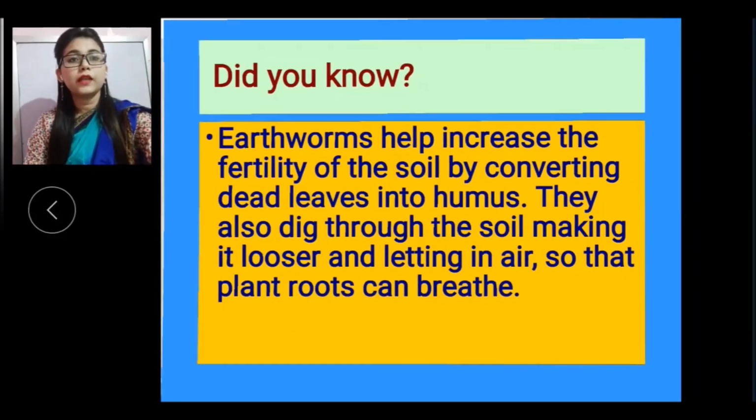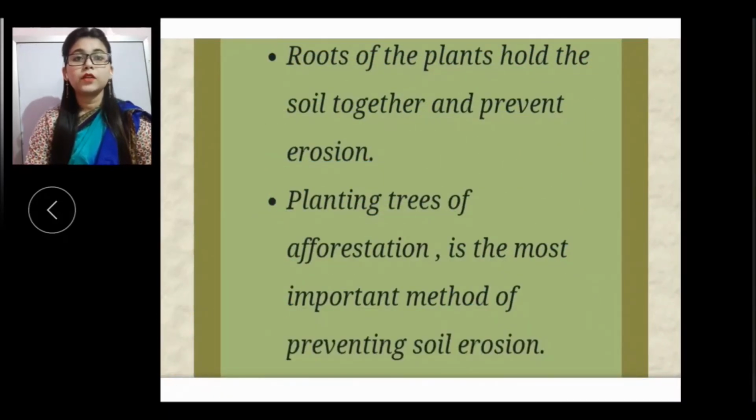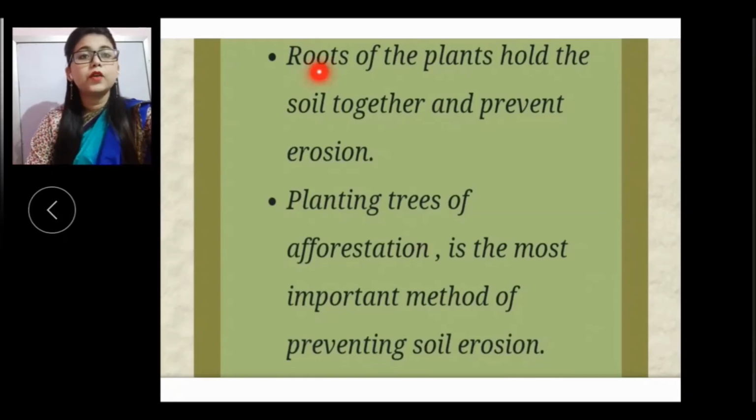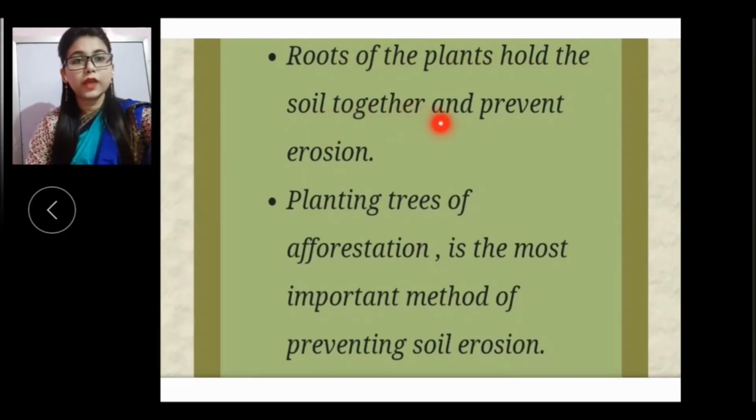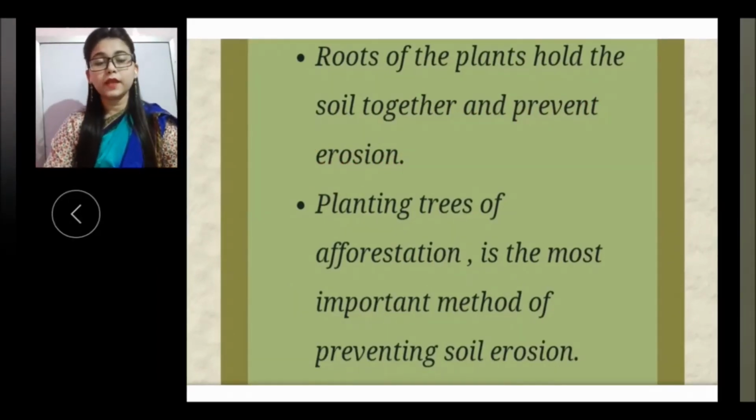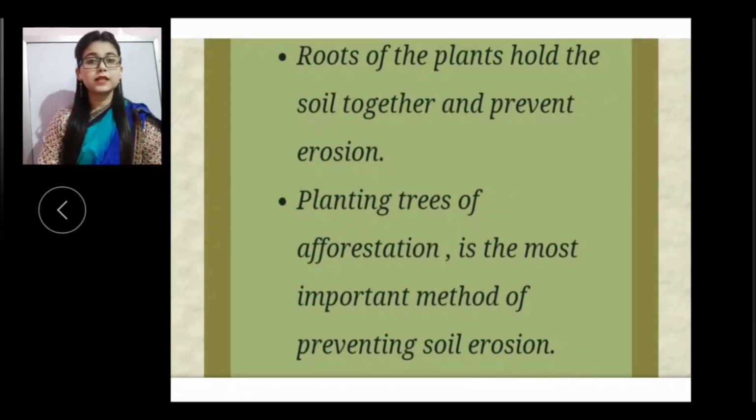Now let's move further and see the roots of plants. Just now we have discussed the same thing we are going to read here. Roots of plants hold the soil together and prevent soil erosion. So students, the same thing is written here. Roots of plants hold the soil together and prevent soil erosion. And what is the planting of trees called? That is afforestation. And it is the most important method of preventing soil erosion. Understood? Students, there are some more methods to prevent soil erosion.